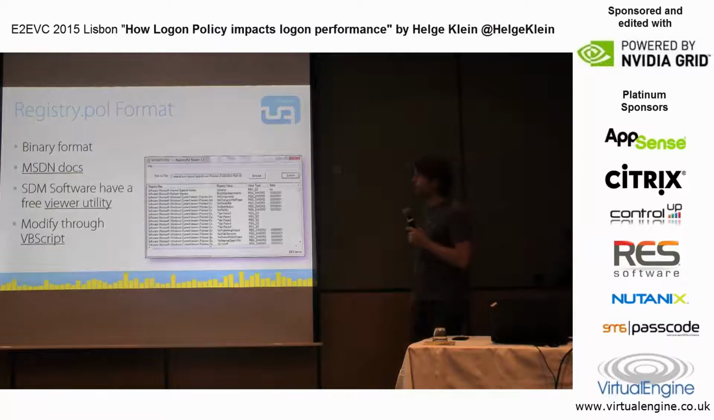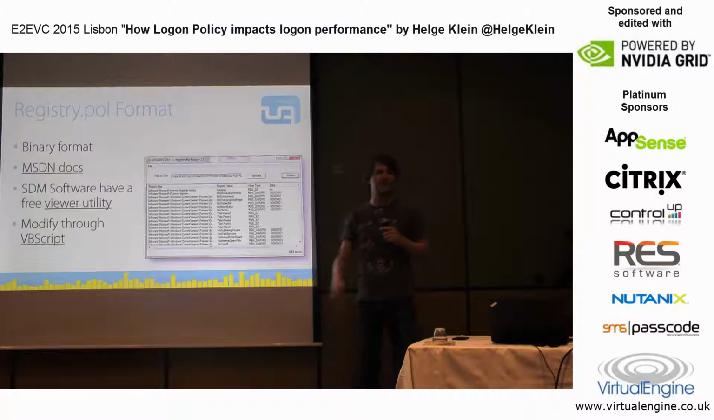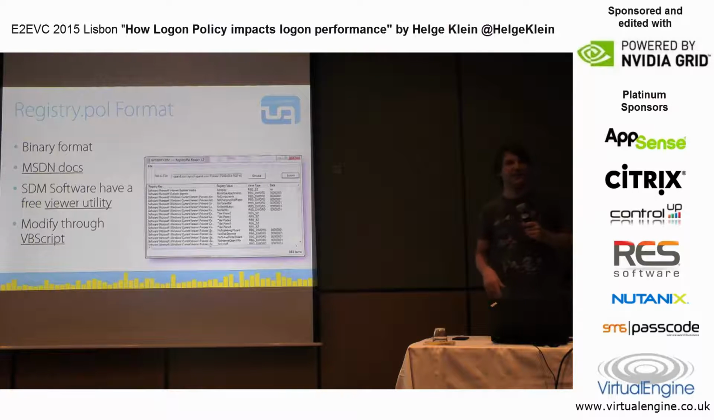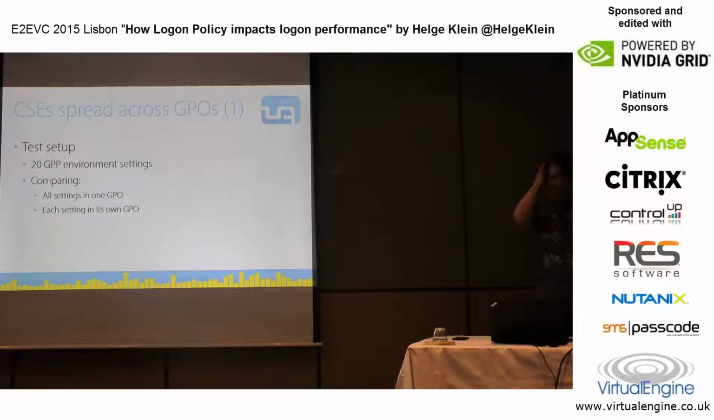You may have heard of GPO Guy. I think the guy's named Darren Mar-Elia. He's been a GPO MVP for seven or eight decades, I think. He wrote a viewer utility that lets you find out what's actually stored in one of those registry.pol files. And near the bottom there's a link to a VB script that lets you modify those things in case you need to do something like that. I hope not.